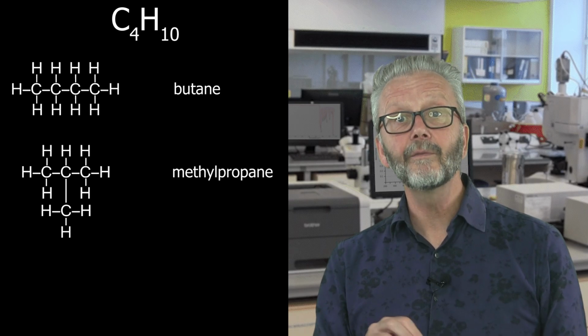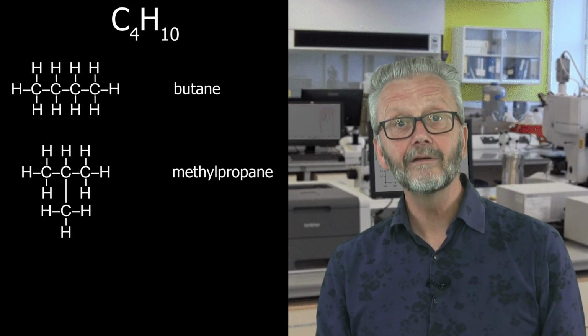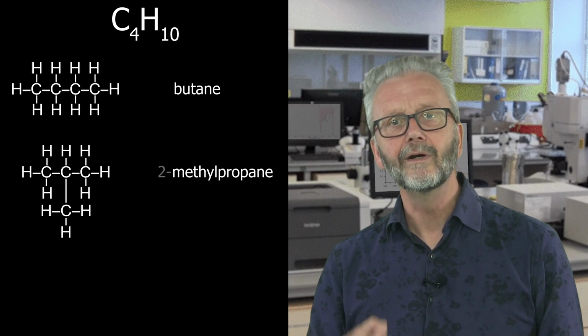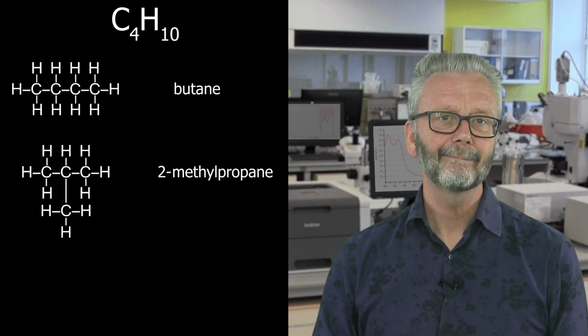Now in this molecule the branch occurs on the 2nd carbon, so the full systematic name of this molecule is 2-methylpropane. Obviously branches aren't just limited to methyl groups. Similar names are used for branches with 2, 3, 4 carbons being called ethyl, propyl, butyl, etc.